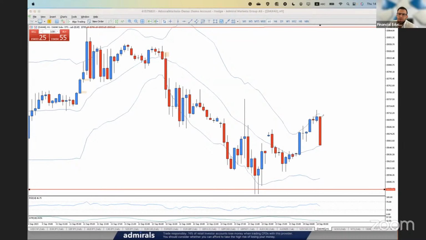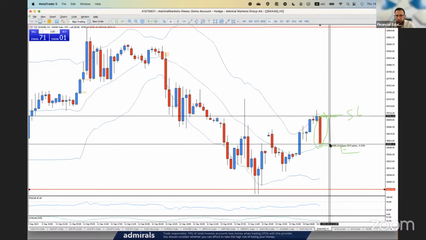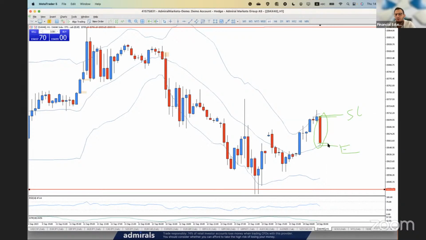Why? Because the hourly chart, as you can see, created a very long candlestick. If we're going to sell here, the stop loss has to go above here. If the entry will be there, the stop loss has to be there. So how many pips? These are 55 points.